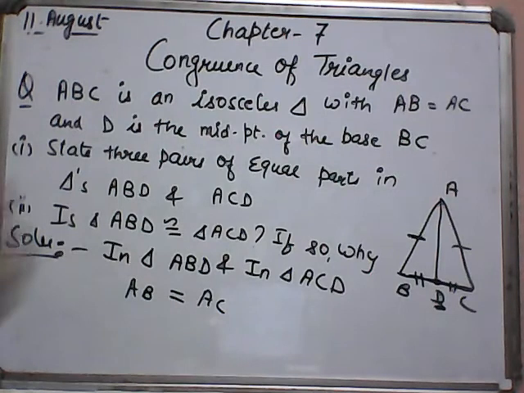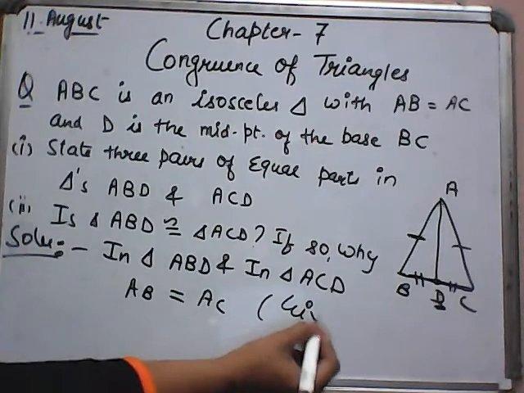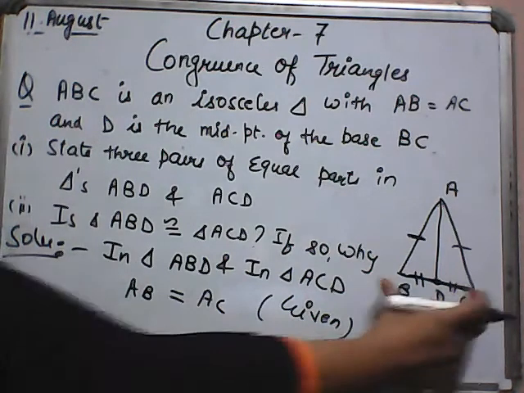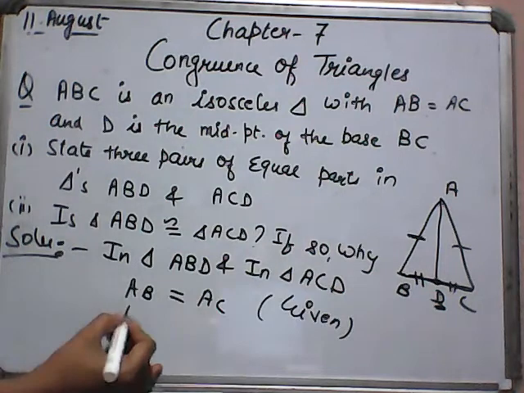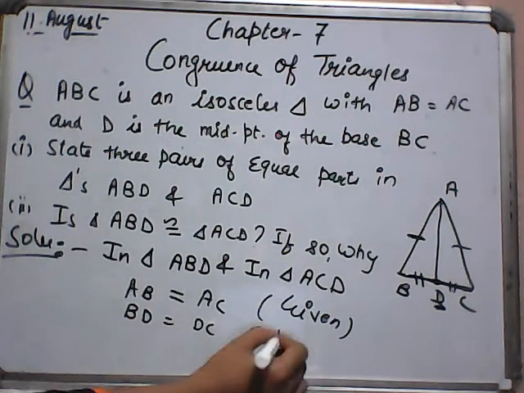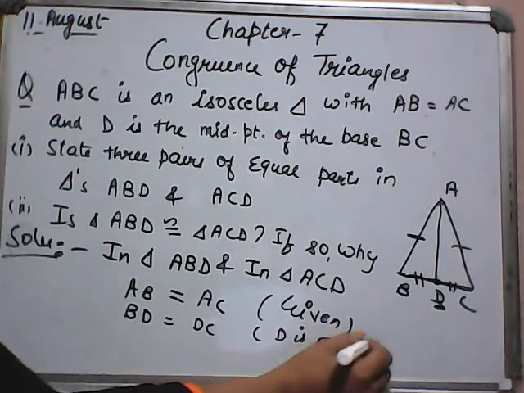AB is equal to AC, that is given in the question. This part is given to you. Now, D is the midpoint of BC. D is the midpoint of base BC. It means BD is equal to DC, as D is the midpoint of BC. That is also given to you.